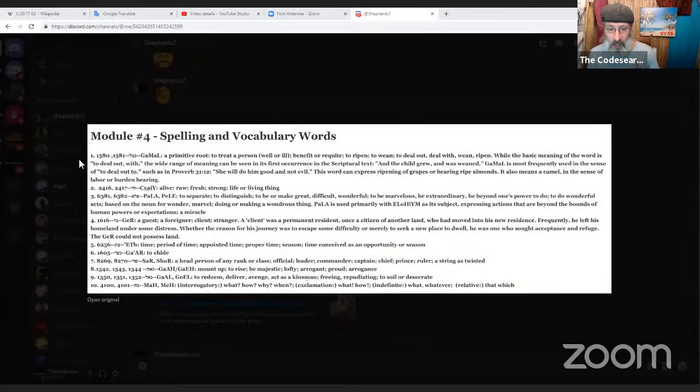All right, number 1 is Gamal. It is a Gimel, Mem, and Lamed. It's Strong's 1580 and 1581. It's a primitive root to treat a person well or ill, benefit or requite, to ripen, to wean, to deal out, to deal with. Number 2 is Strong's 2416 and 2417. It is Chai. It is a Het and a Yod, and it means to be alive, raw or fresh or strong, life or living thing. The next one, number 3, is Pala, which is a Pei, Lamed, Aleph. It means to separate, to distinguish.